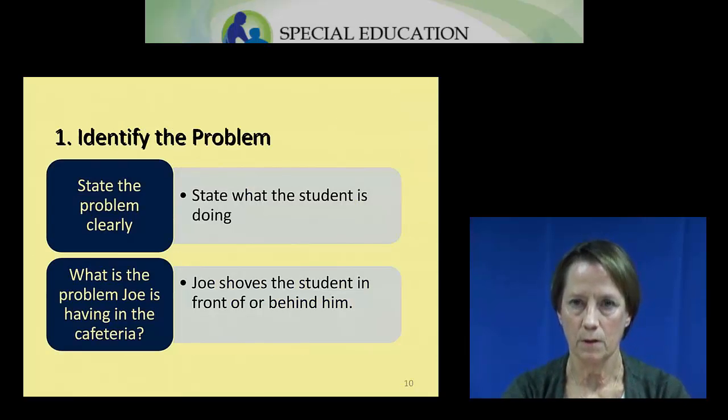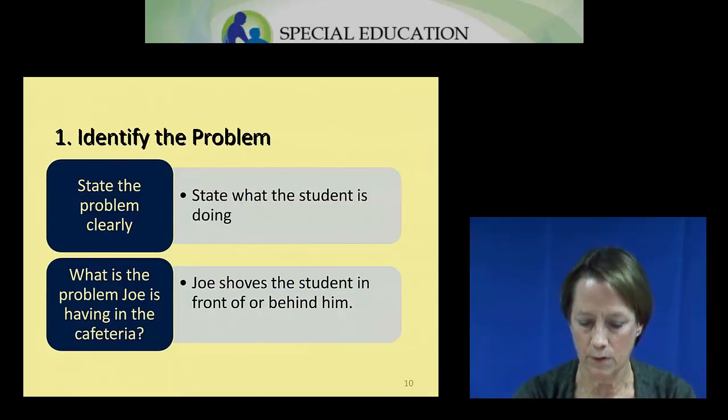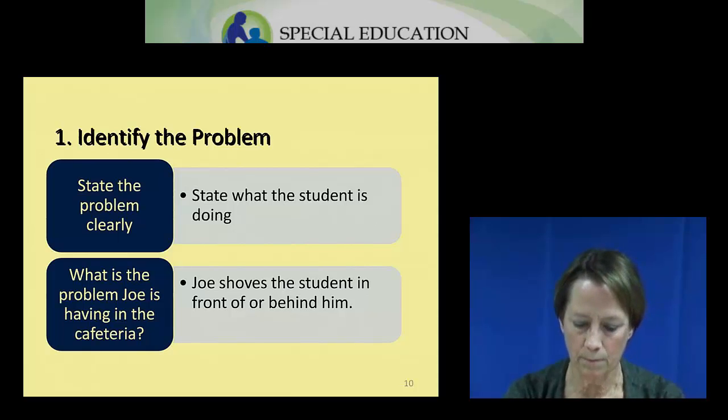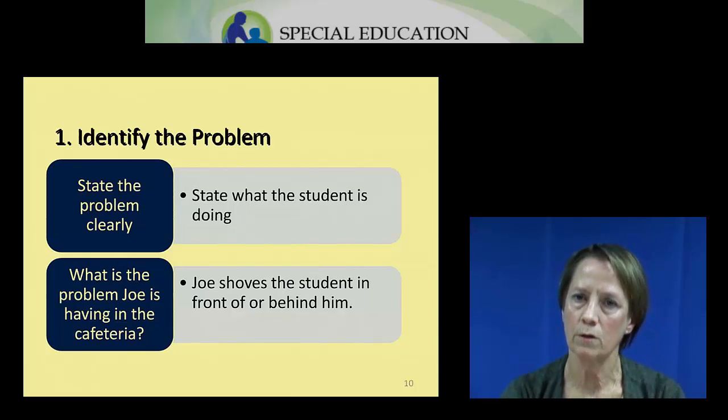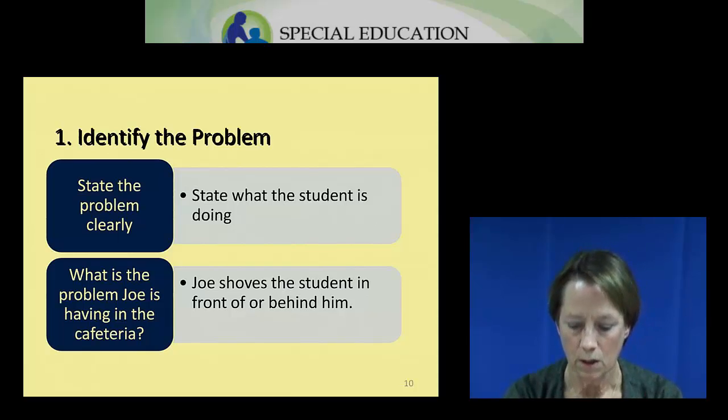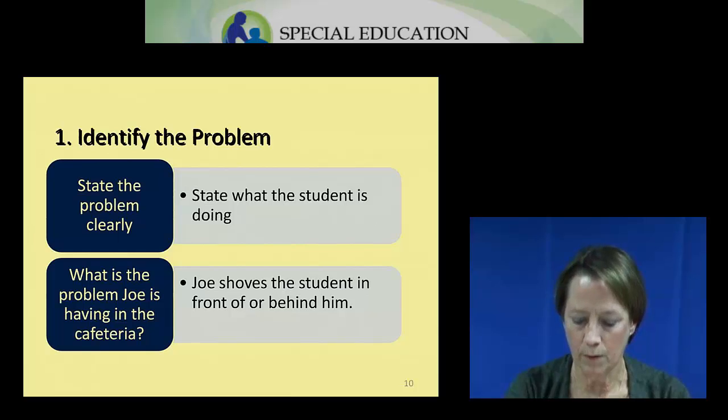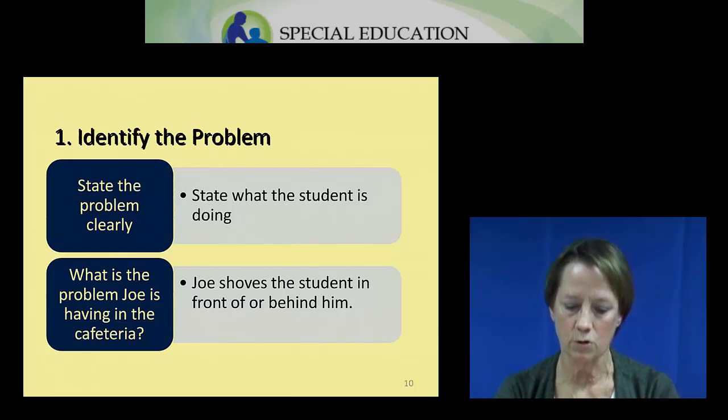So our first step in functional behavioral assessment is to identify the problem. So we want to state the problem clearly. What is the student doing? So for Joe, we're going to say Joe shoves the student in front of or behind him. And this is a description of the behavior that we could all understand and see. We don't want to say things like Joe is impatient or Joe is frustrated. Those things might underlie his behavior, but they don't actually describe what he's doing.